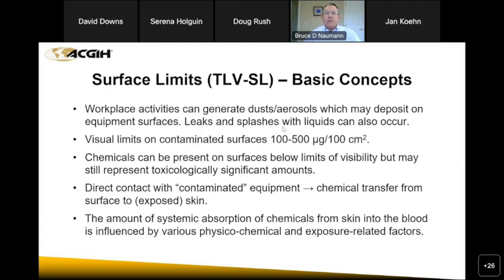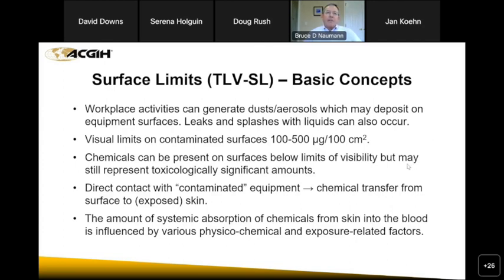It's a real issue. The processes are typically not totally closed, so you do get surface contamination. It's important to keep in mind that visual limits for contaminated surfaces range from 100 to 500 micrograms per 100 square centimeters. That's good to keep in mind because, especially for compounds that are very potent or toxic, they may be around on surfaces at levels below what can be seen. So they may still represent a risk. That's why, especially for those, it's important to think about surface limits if we can set them.